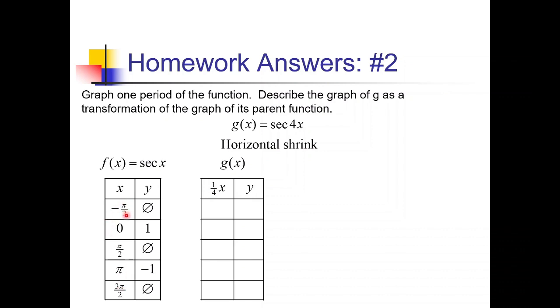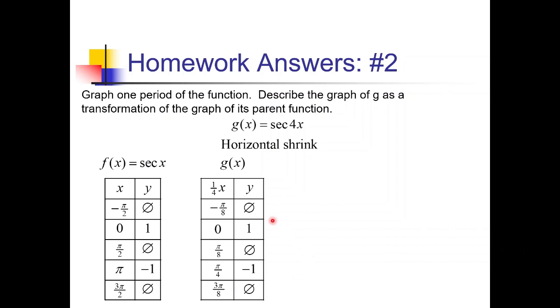So negative pi over 2 is now negative pi over 8. 0 is 0. Pi over 2 is pi over 8. Pi becomes pi over 4. And 3 pi over 2 now becomes 3 pi over 8. For the y values, these are all staying the same. So we've got undefined, 1, undefined, negative 1, and you got it, undefined.